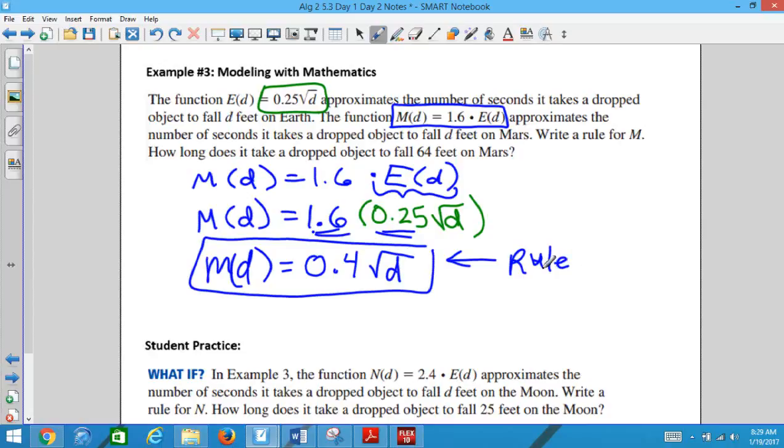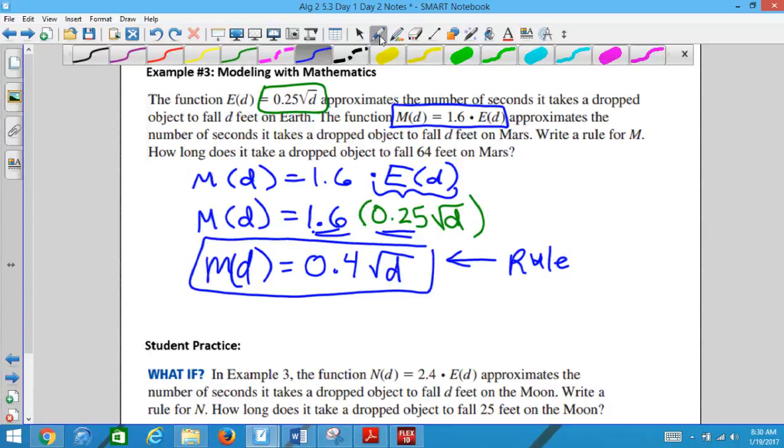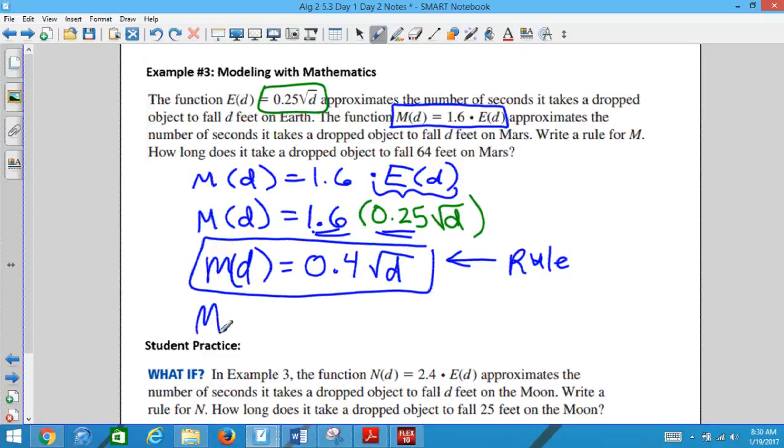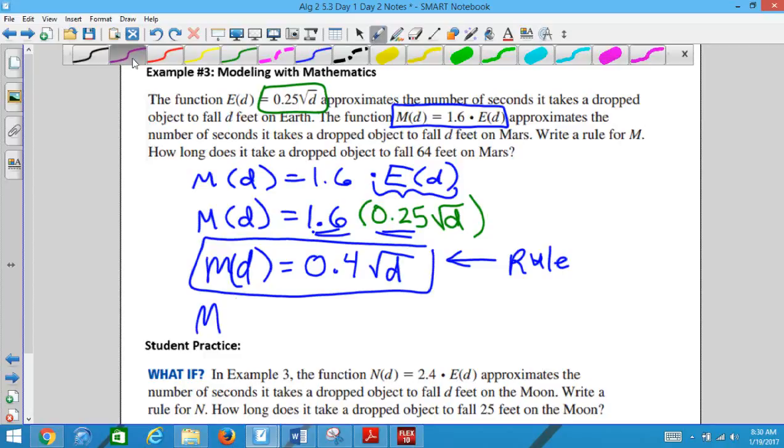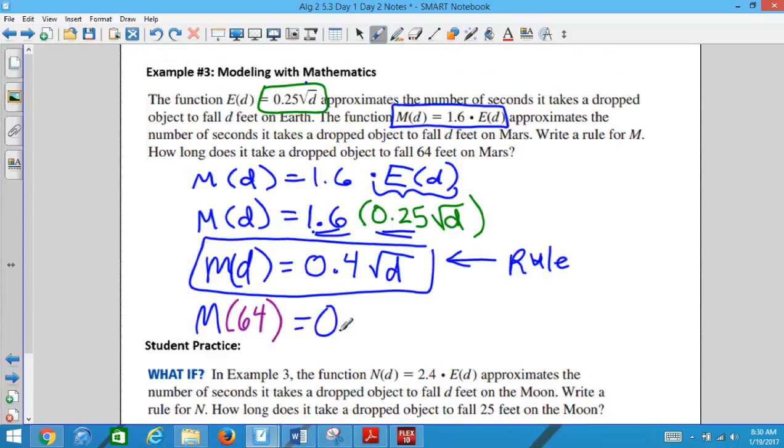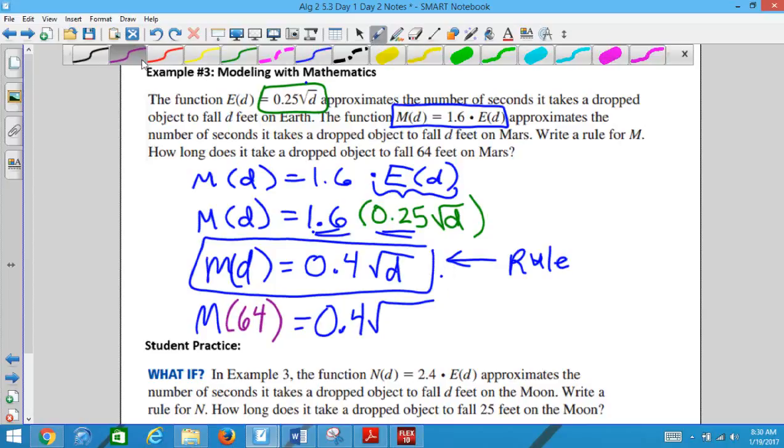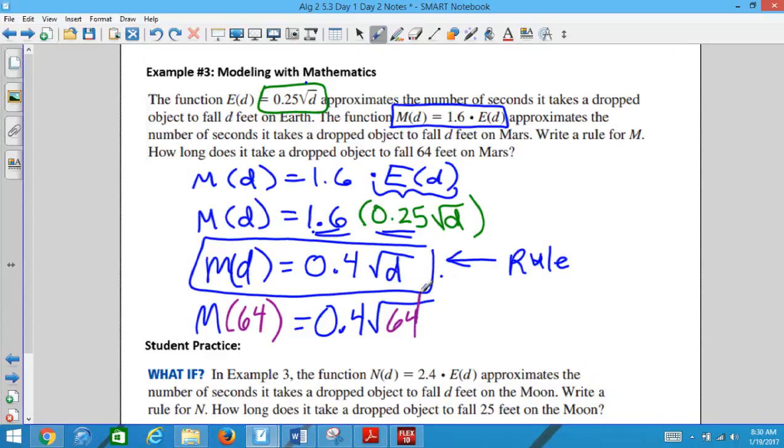Then it says, how long does it take a dropped object to fall 64 feet on Mars? I'm not going to plug it into the Earth function and then take that answer and plug it into the Mars function. I'm just going to use the new Mars function. So we're plugging in what number? So we're going to do m of 64 equal to 0.4 square root 64. So wherever I saw a d, I now made it a 64.